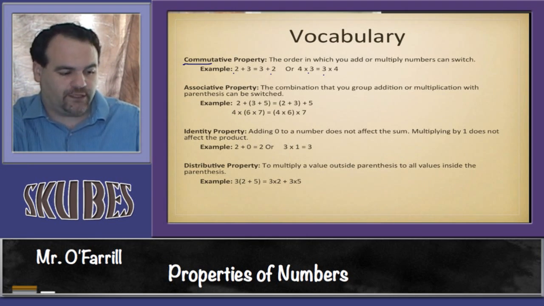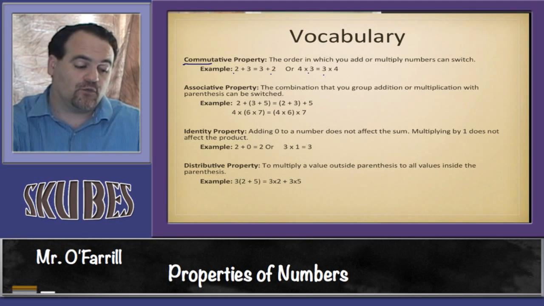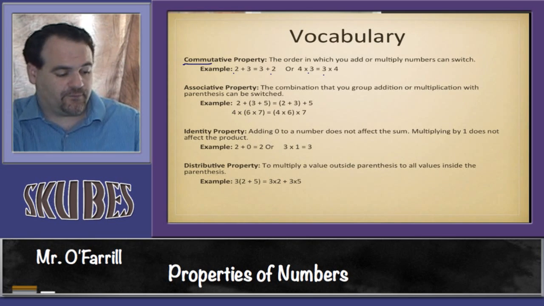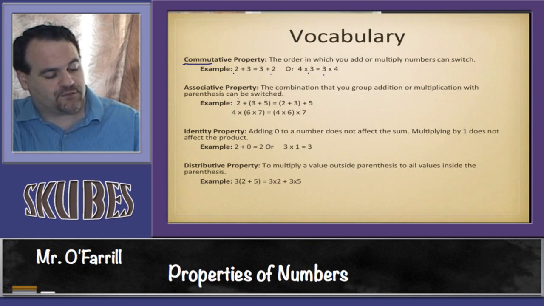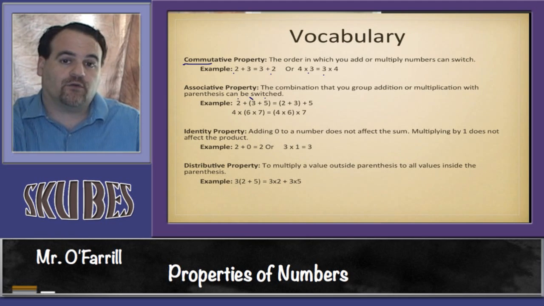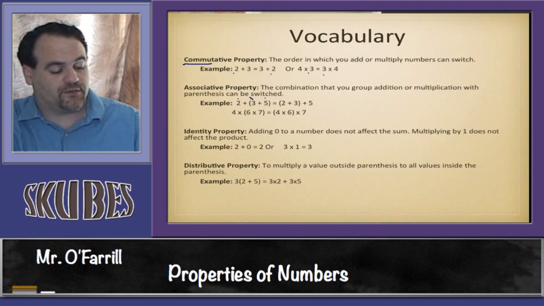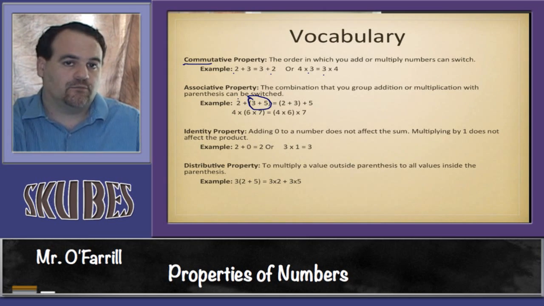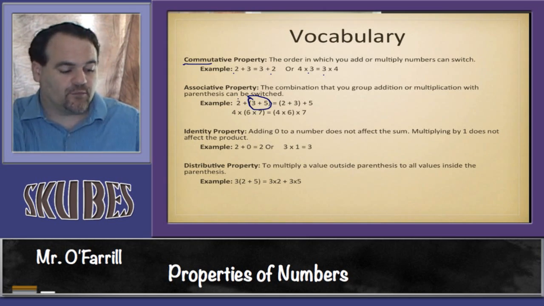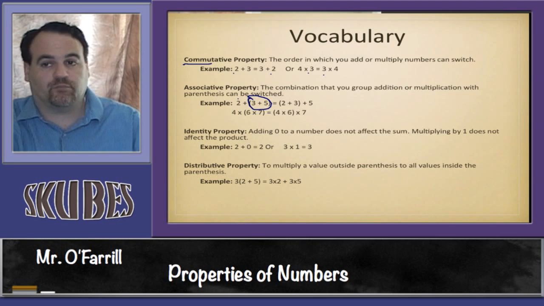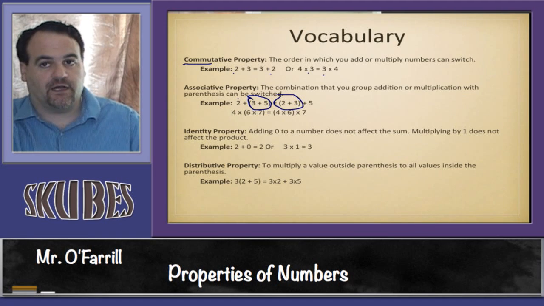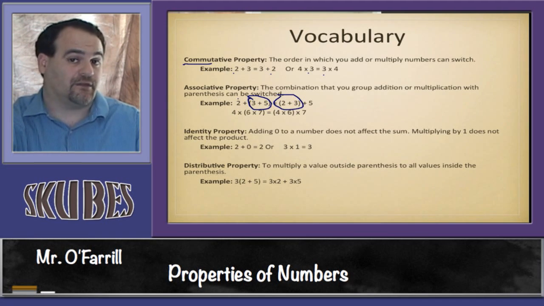Our definition reads, the combination that you group addition or multiplication with parentheses can be switched. For example, 2 plus 3 plus 5. According to our order of operations, the 3 plus 5 should happen first. 3 plus 5 is 8, plus 2 is 10. But we can regroup it, 2 plus 3 in parentheses plus 5. Do the parentheses first, 2 plus 3 is 5, plus another 5, still 10.